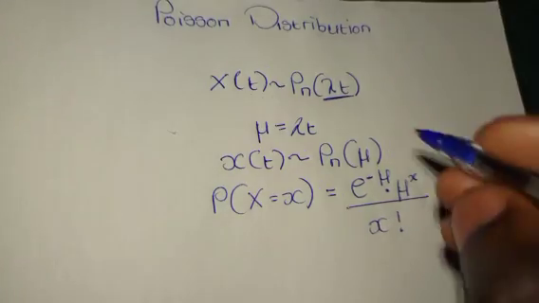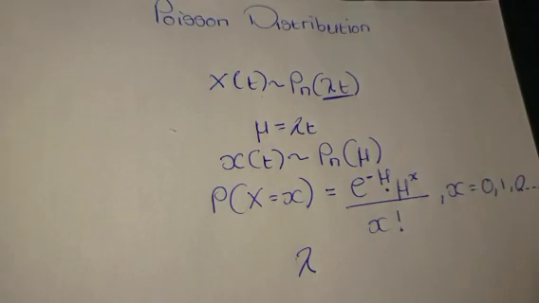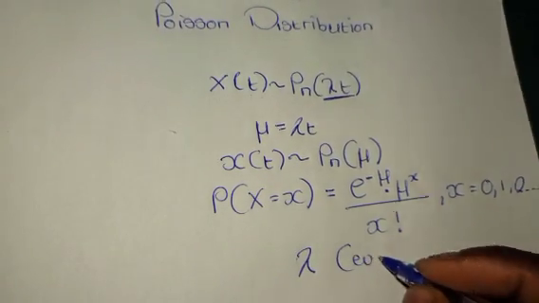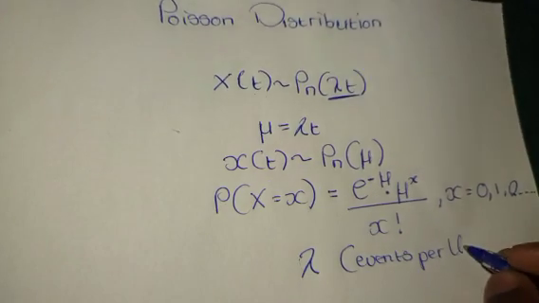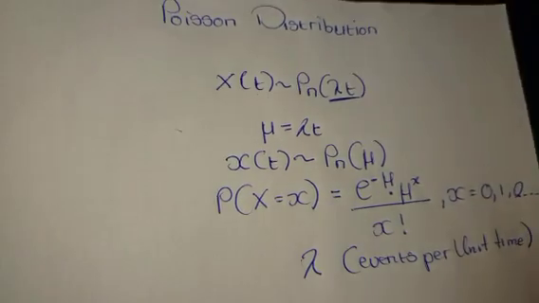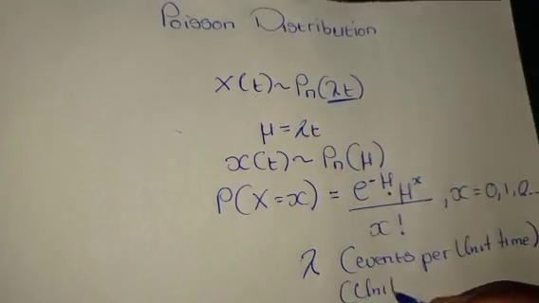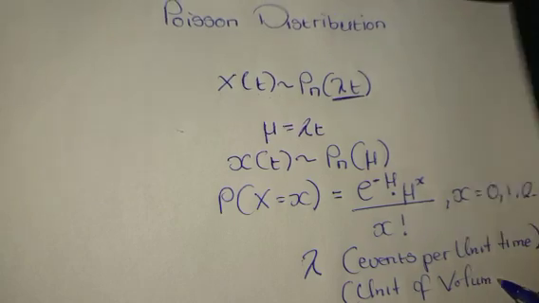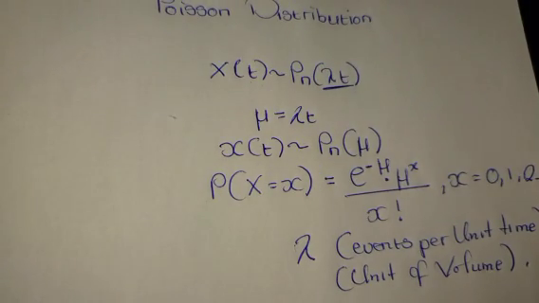We need to understand one thing. This lambda which we have can be classified as events per unit time. Apart from this, we can have unit of volume or unit of length, whichever way you prefer to call it.